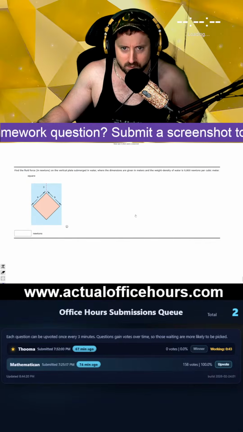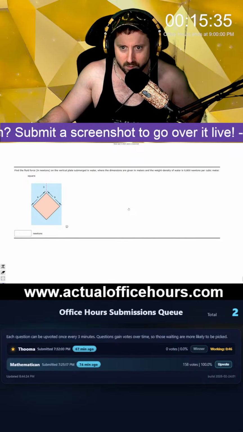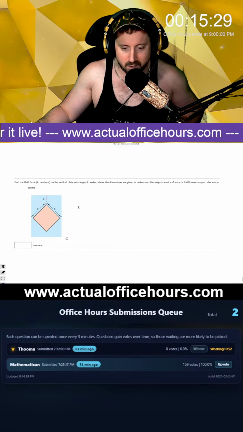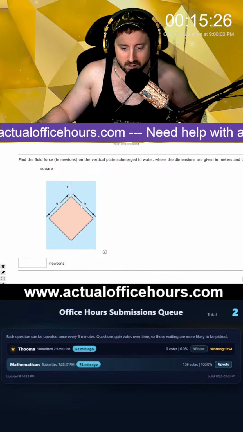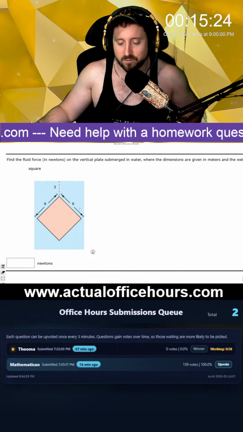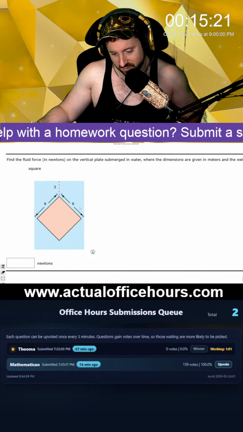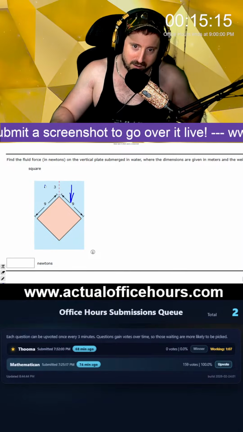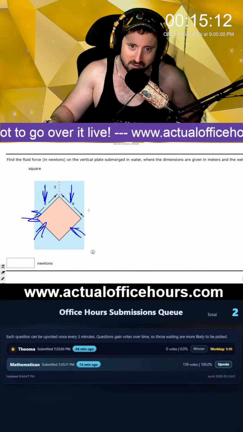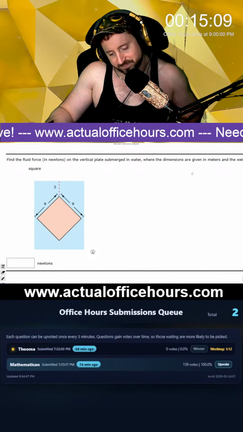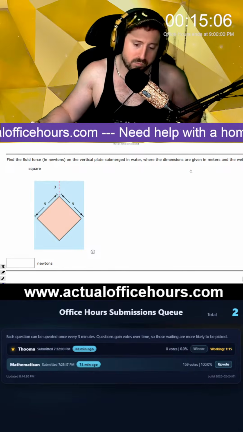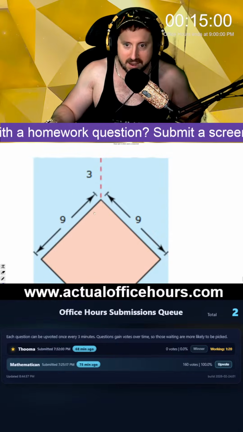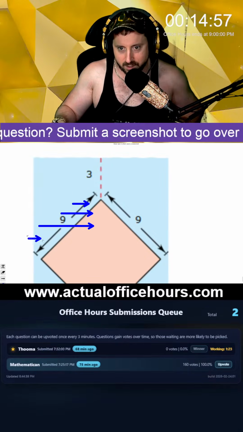The fluid force in newtons on a vertical plate submerged in water, where the dimensions are given and the weight density is that. Fluid force. How do you do this one? Let me see if I can find it. I know the fluid acts like this, and it also acts like this. It's the depth and the width. As you go down, the force gets bigger like this.